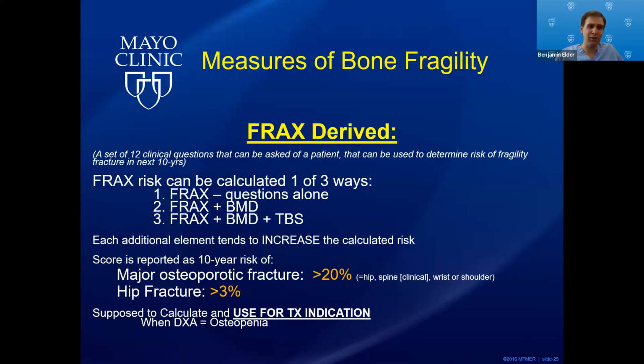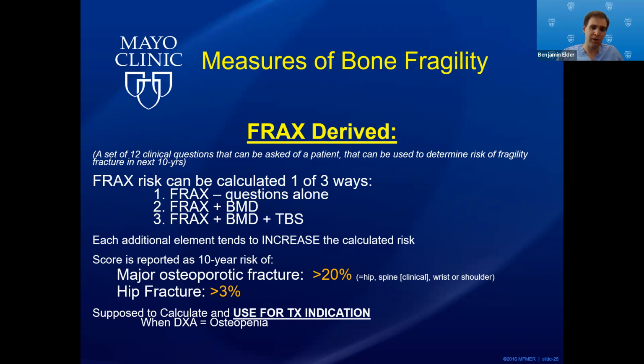And then FRAX is another measure that we can use for bone fragility, where it's a set of 12 clinical questions that can be asked of each patient. It's used to determine the risk of fragility fractures over the next 10 years. So you can calculate it three ways. One is just the series of 12 questions alone. You can get more detail if you add in the bone density data, and then even more if you add in trabecular bone scoring along with it. And each of these factors tends to increase your calculated risk.